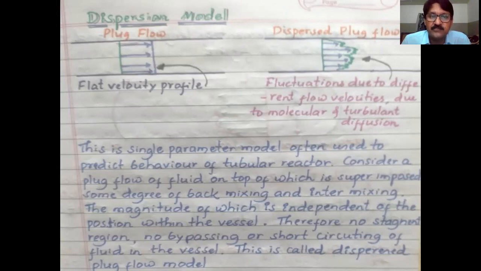There are no eddies, there is no back mixing, and mixing will be there only on an axis. No longitudinal mixing will take place. So if this assumption holds, then this is called a plug flow reactor.